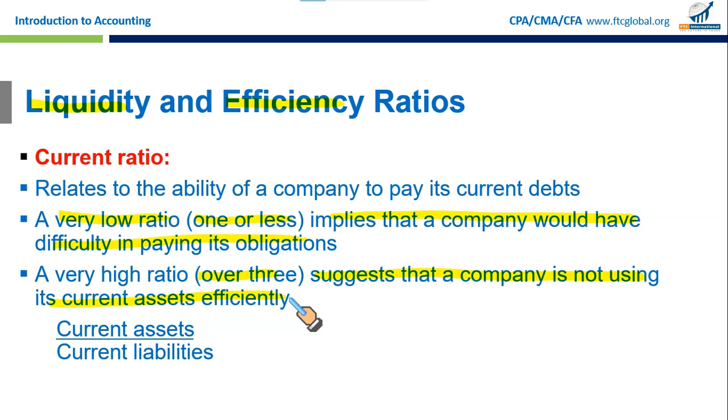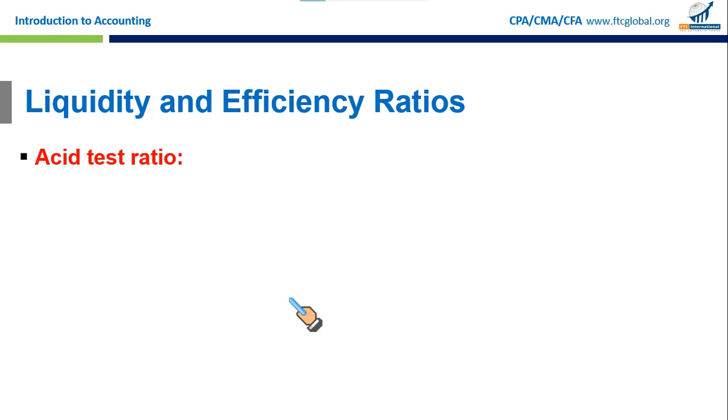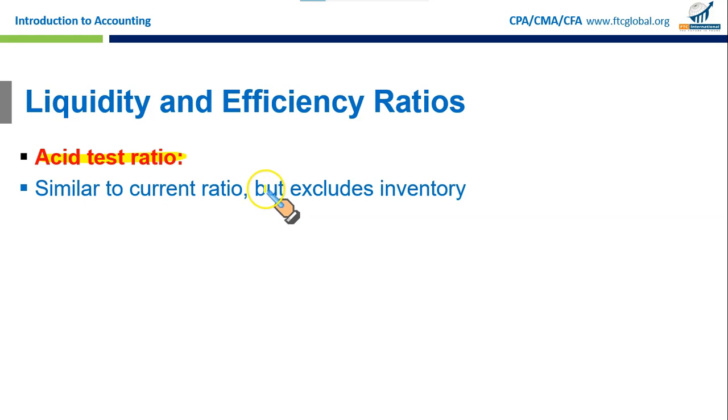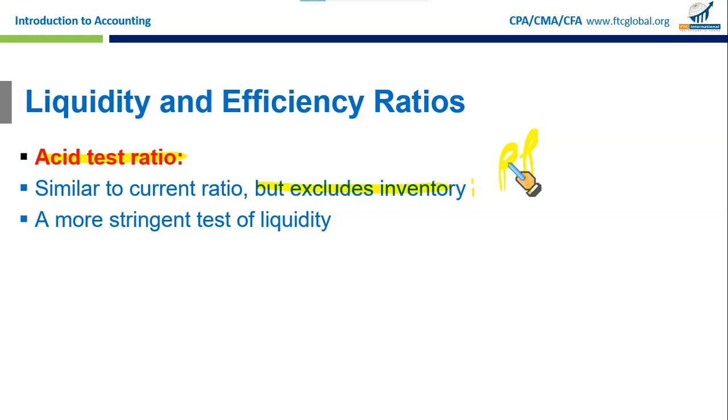The problem with this ratio is that it includes inventories and prepayments which are not readily convertible. So we come up with a more conservative measure called the acid test ratio, sometimes called the quick ratio. It is similar to the current ratio, but it excludes inventory as well as prepayments. Prepayments means you have made payment of insurance in advance or rent in advance. These prepayments are not likely to be converted into cash, so they are removed from current assets. So this ratio is a more stringent, more conservative measure of liquidity.